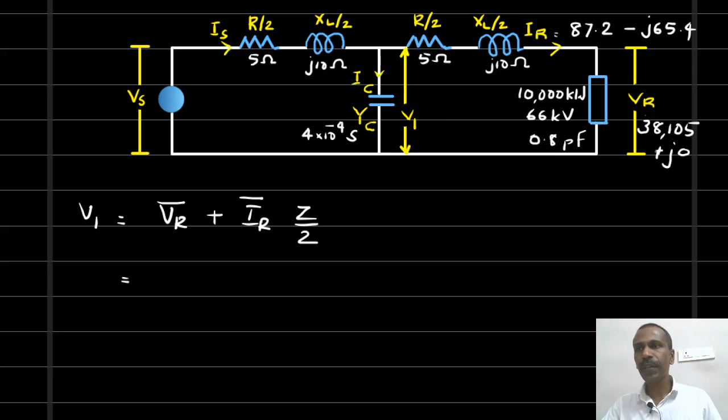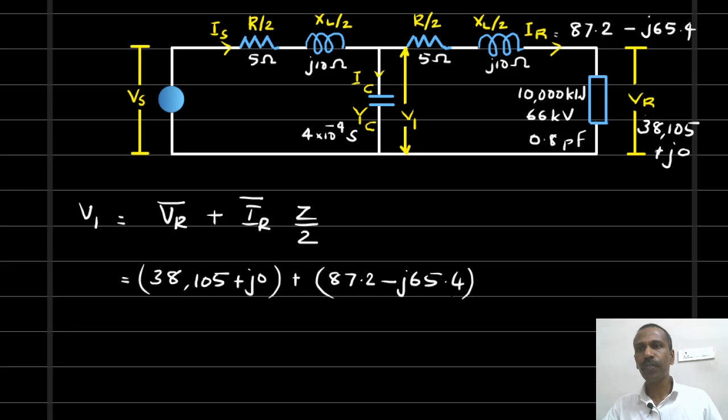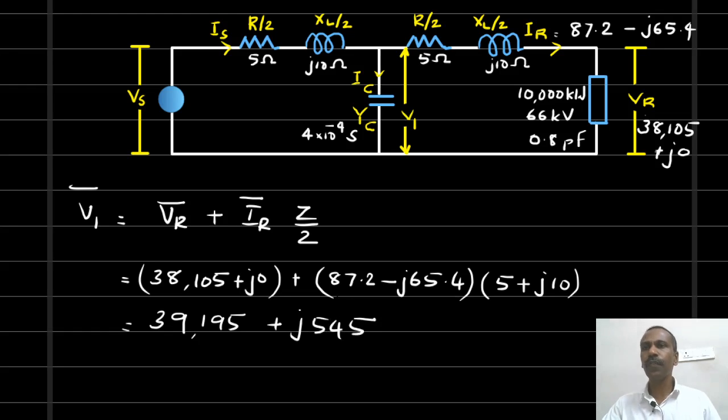What is our VR? It is 38,105 plus J0, plus, what is our IR? It is 87.2 minus J65.4 into Z by 2. It is 5 plus J10. So V1 is equal to 39,195 plus J545 volt. This is our V1.